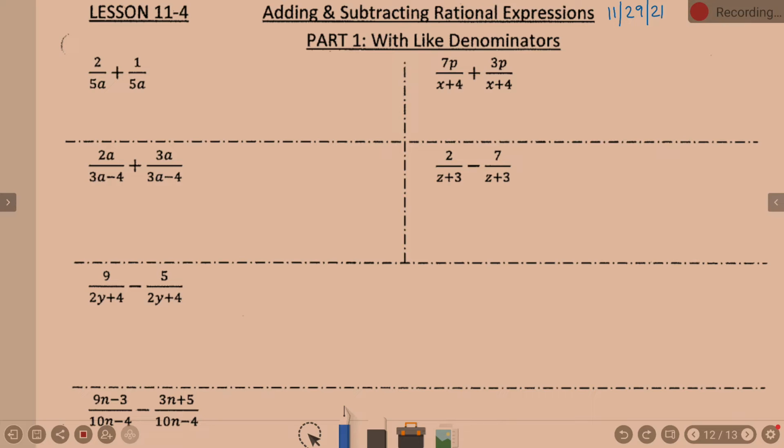So, okay, what has to be true in order to add and subtract rational expressions? In other words, what has to be true to add and subtract fractions? It has to have the same denominator. So notice, today is part 1, and in part 1 we are doing the problems that have like denominators. As you scan through this whole page of examples, the common denominator is already there. We'll save for tomorrow when we have to get a common denominator.